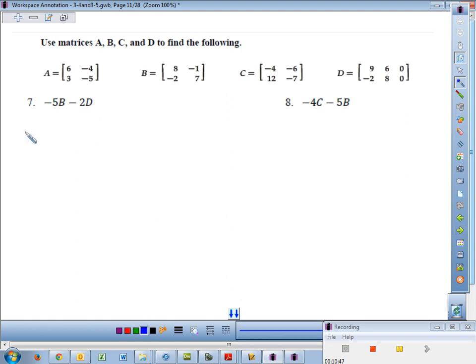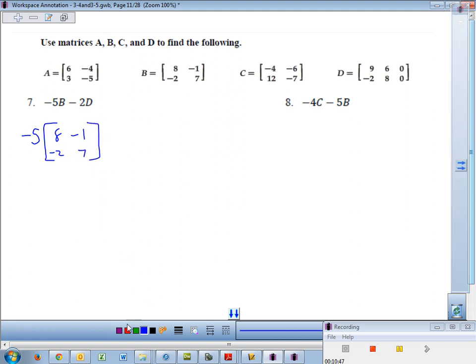Negative 5 times matrix B, which is 8, negative 1, negative 2, 7, minus the 2 times matrix D, 9, 6, 0, negative 2, 8, 0. We would like to add or subtract these from each other. First thing you've got to check is if it's even possible to do. Is this possible? Blue one is a 2 by 2. Green is a 2 by 3. You cannot do it, so there's no sense in even going through the scalar multiplications because it'll still be a 2 by 2 and a 2 by 3. So you're right, not possible.